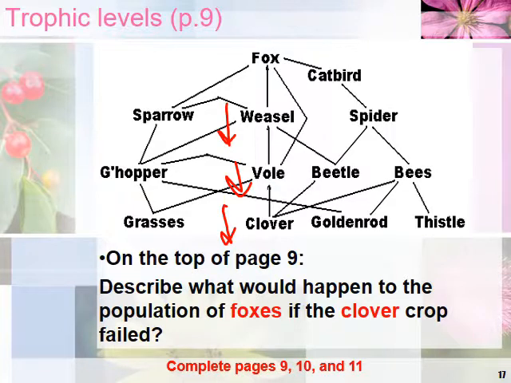And if the weasels decrease, that means the foxes are going to lose a source of energy, so they would also decrease as well. The clovers go down, the beetles are also going to go down, which means less spiders, which also means less catbirds, which also means the foxes are even more greatly affected, right? So you can see that there's kind of this ripple effect, in that by affecting one population, there can be a major shift in the entire ecosystem, because the food web shows that all these different individuals are connected to each other.